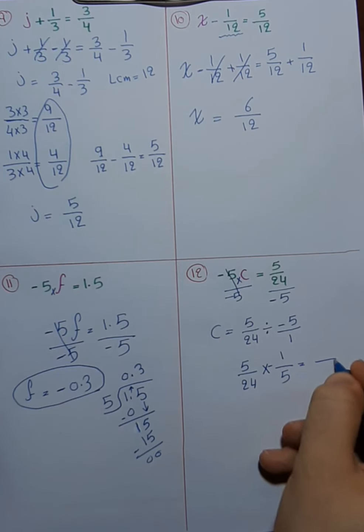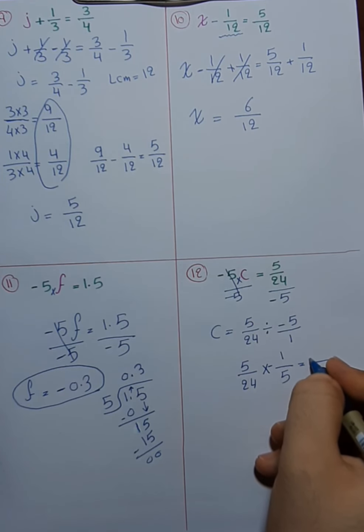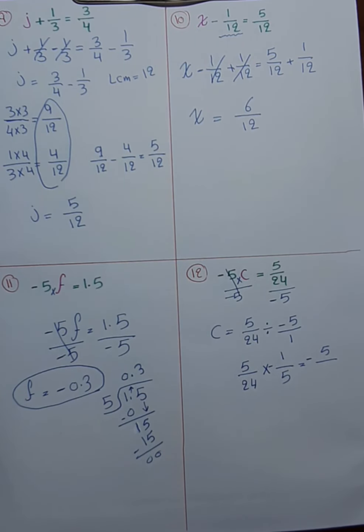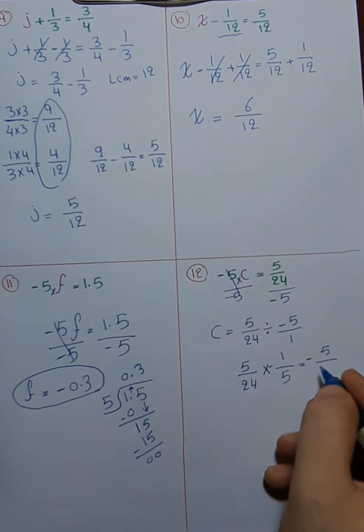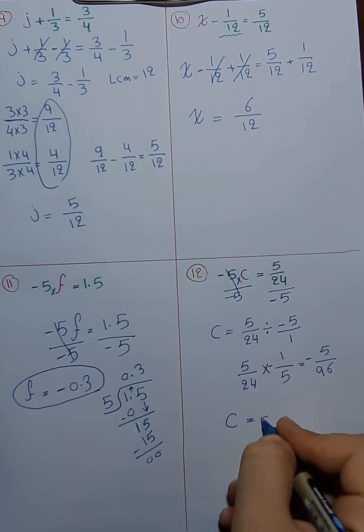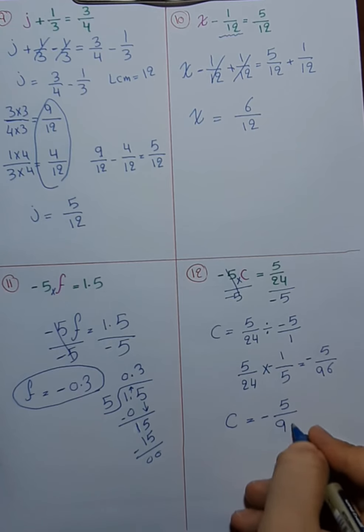Now we can multiply 5 times minus 5 equal to minus 5. 5 times 24 equal to 96. So C equal to negative 5 out of 96.